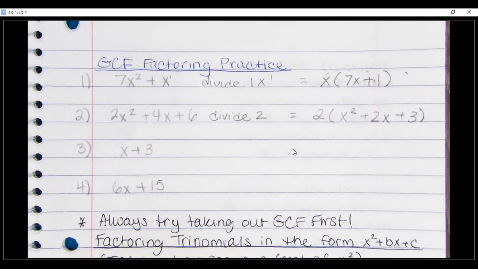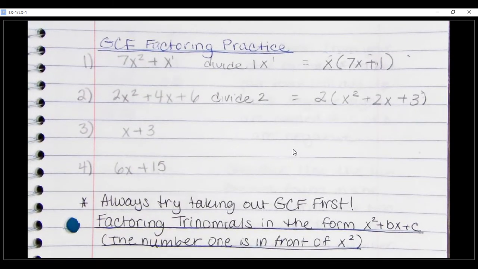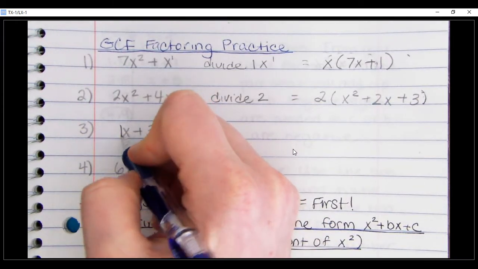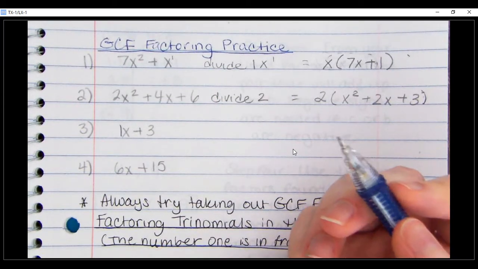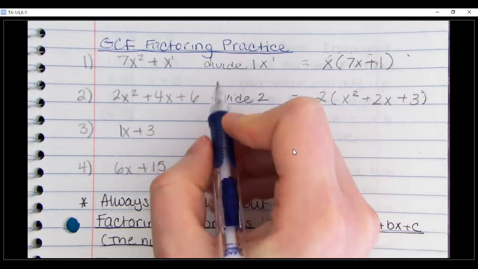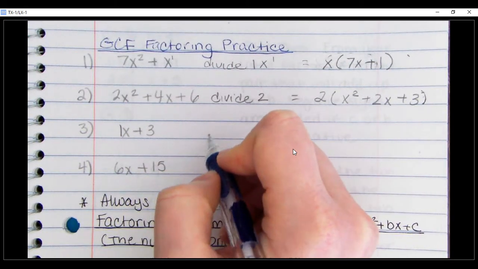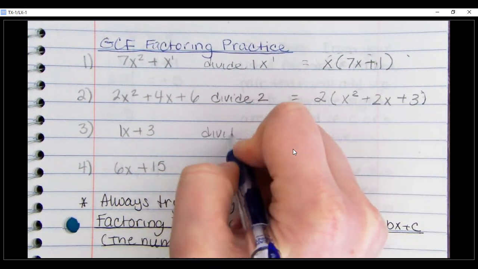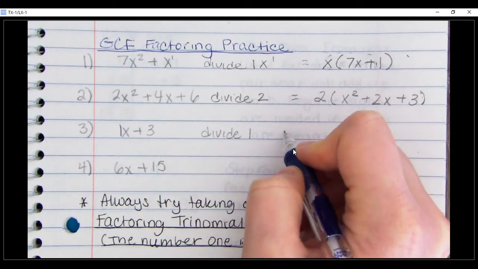There we go. Okay, now we have x plus 3. Well, there's a 1 in front of this x, even though it's not written there. And the greatest common factor that I can divide by 1 and 3 is just 1. Sometimes you need to divide by just 1, and that's okay.